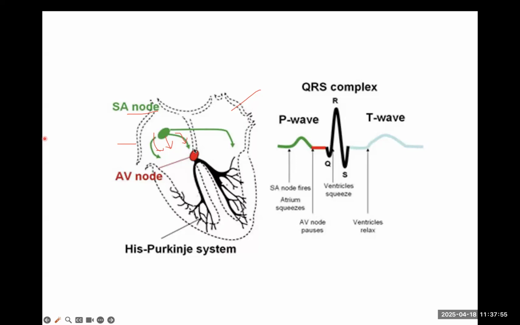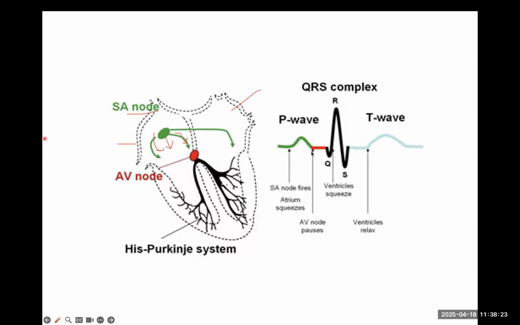So that's step one. And once that contracts, the next thing that's going to happen is the signal will go down to the AV node. That's the second step. And once it goes to the AV node, because you need a little bit of time to fill the blood, there needs to be a split second of no contraction. So that's where the first P wave is coming from: the atria contraction.